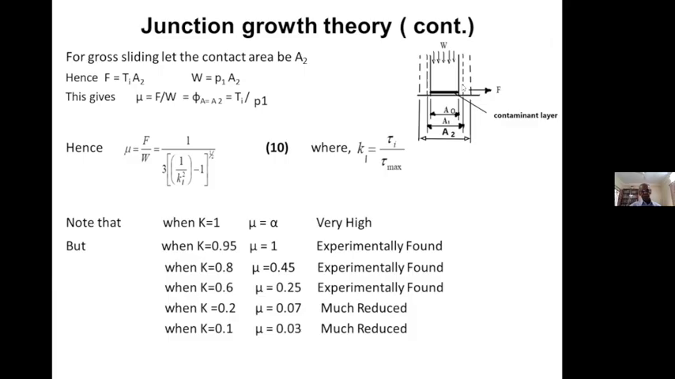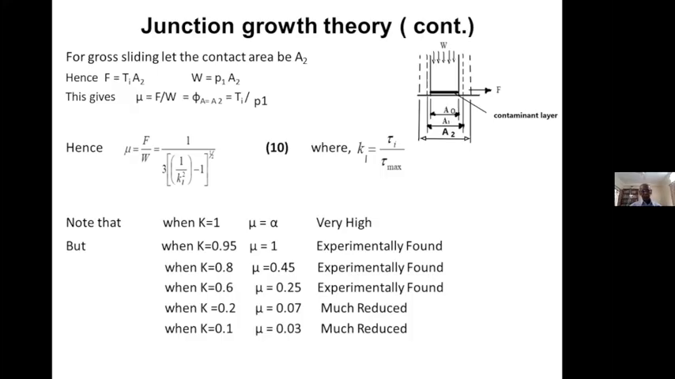So let me explain this again to avoid confusion. Now we have a flattened, rectangular asperity with a contaminant layer, and the initial normal loading gives the contact area of A0.